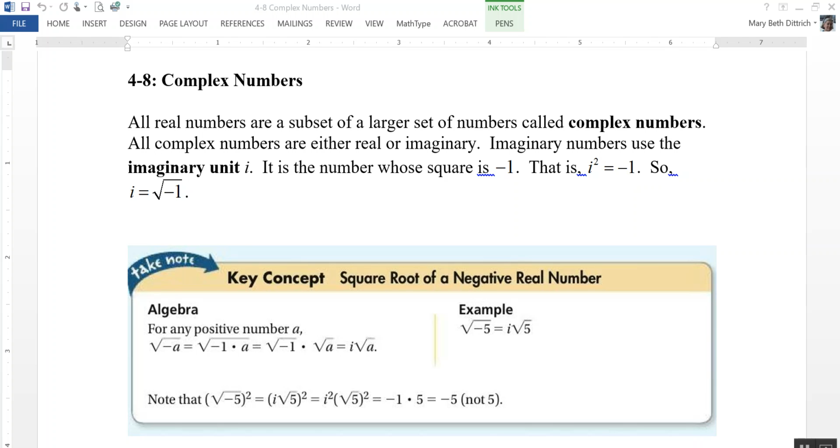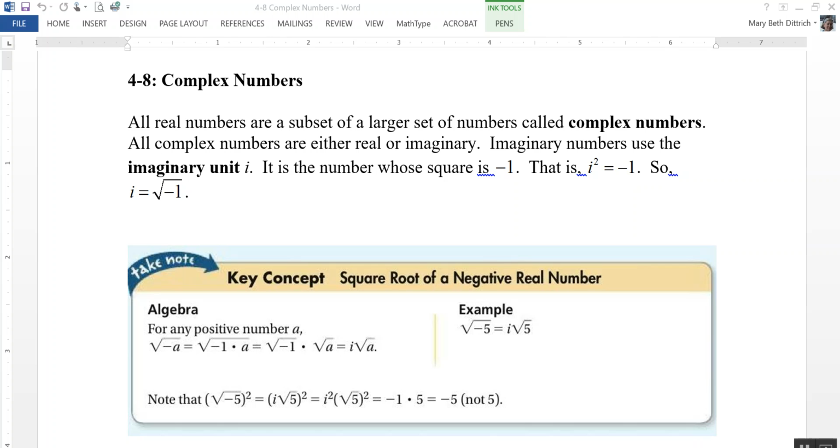Section 4.8 is on complex numbers. All real numbers are a subset of a larger set of numbers called complex numbers. All complex numbers are either real or imaginary. Imaginary numbers use the imaginary unit i. i is the number whose square is -1. That is, i squared is equal to -1, so i is equal to the square root of -1.